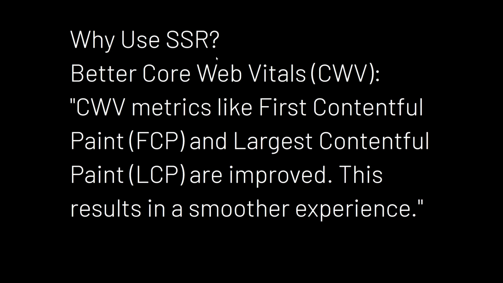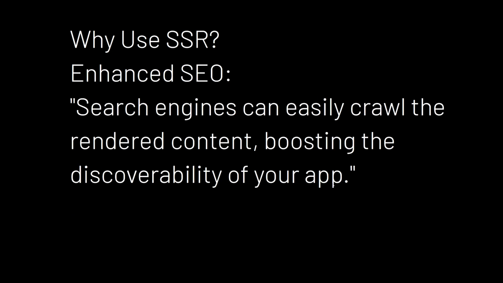The second concept is better Core Web Vitals. If you check the page speed test in Google, you will see things like first contentful paint, largest contentful paint, CLS, cumulative layout shift, and interaction metrics. These are some of the things shown in the page test, which gives you some points. So with better Core Web Vitals, metrics like first contentful paint and largest contentful paint are improved. This results in a smoother experience.